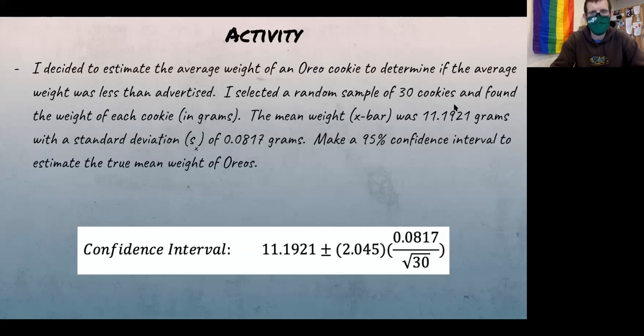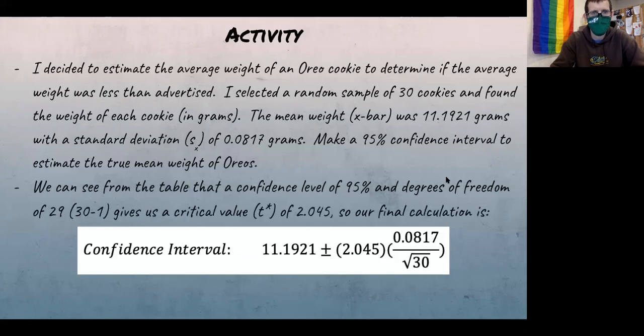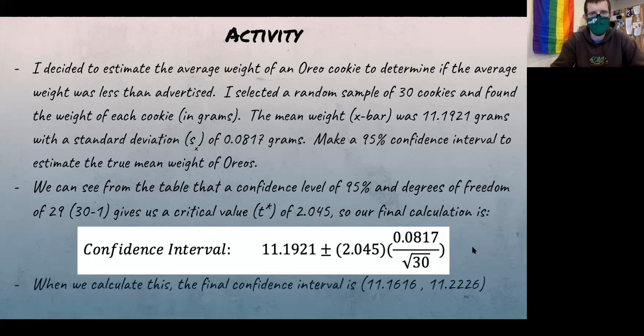So now we've got this all worked out. We can see from the table that our 2.045, we found that. And here's the calculation we have to do. And there you go. I went ahead and did the calculations on this one. And there it is. So the confidence interval is going to go from 11.1616 grams to 11.2226 grams.